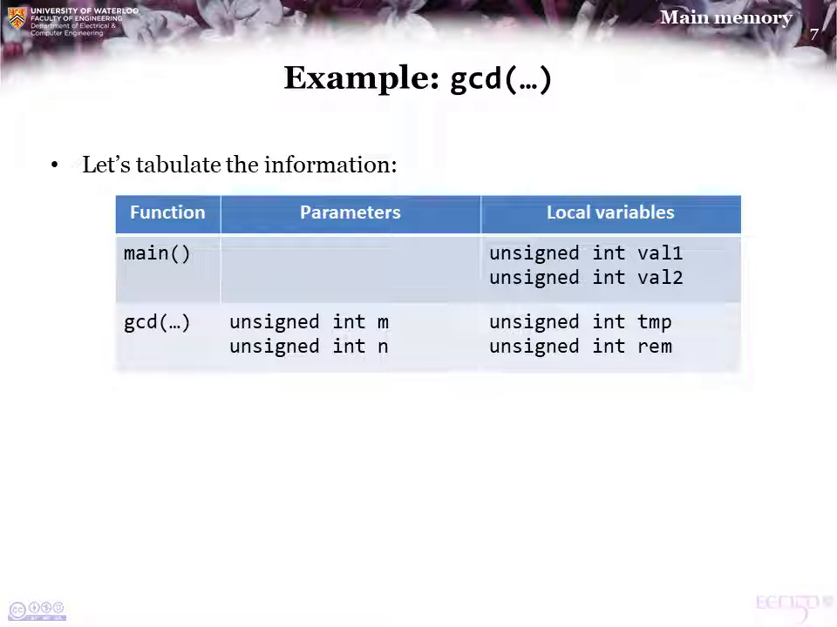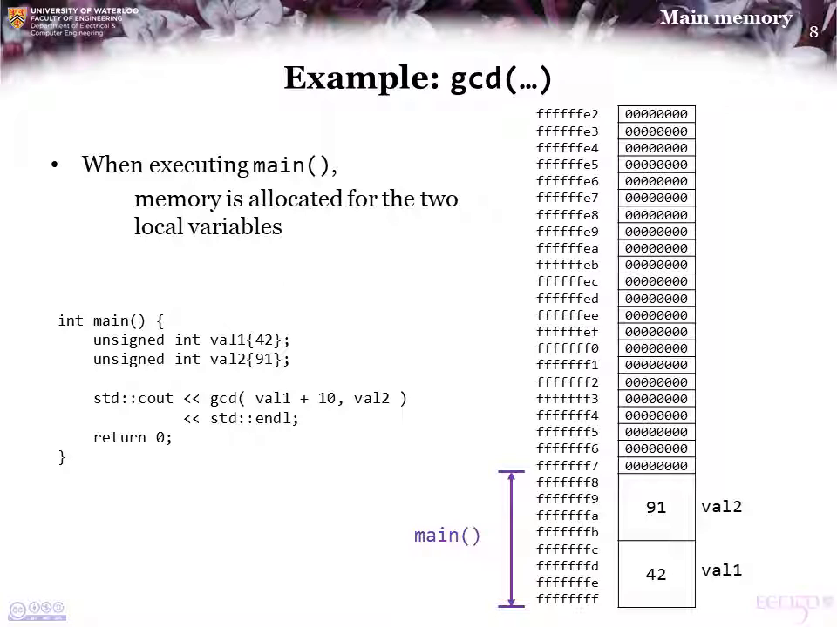Let's tabulate the information. Main does not have parameters, but it does have 2 local variables of type unsigned int. The GCD function has 2 parameters, each of type unsigned int, and there are 2 local variables, temp and remainder. If we execute main, there's memory allocated for 2 local variables, val1 and val2, and they are initialized with the values 41 and 91 respectively.